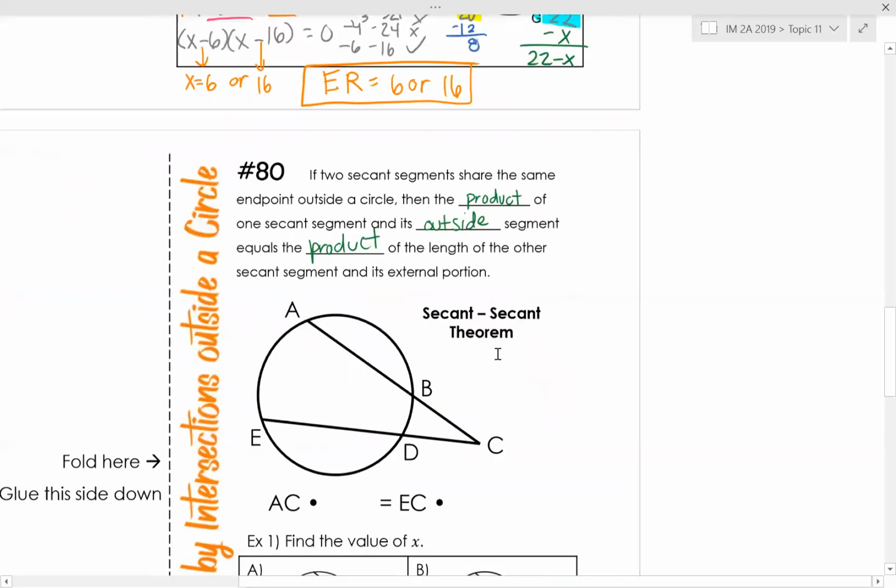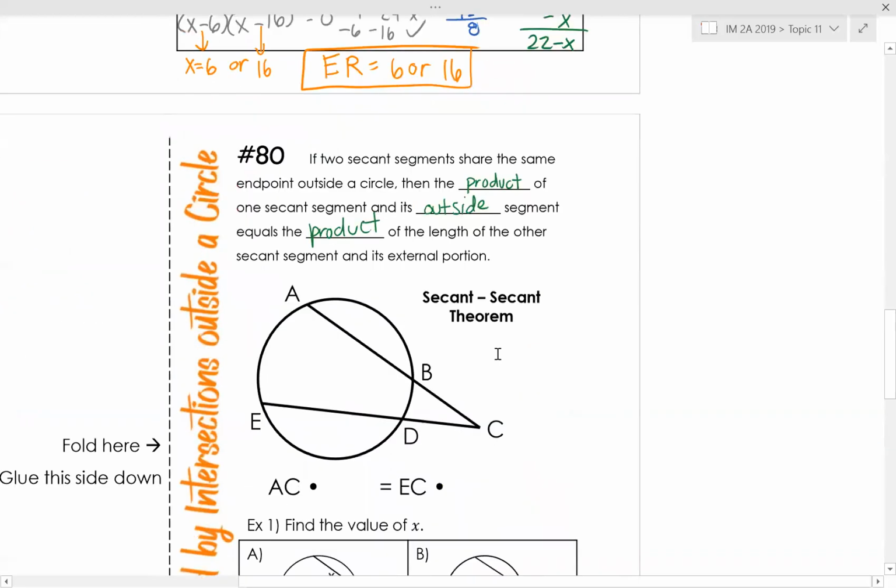Page 80 is going to have us look at when they're intersecting outside the circle, the ice cream cone looking problems. So if I have two secant segments that share an endpoint outside the circle, the product of one secant segment, so the whole secant, and its outside segment is equal to the product of the other secant segment and its external portion.